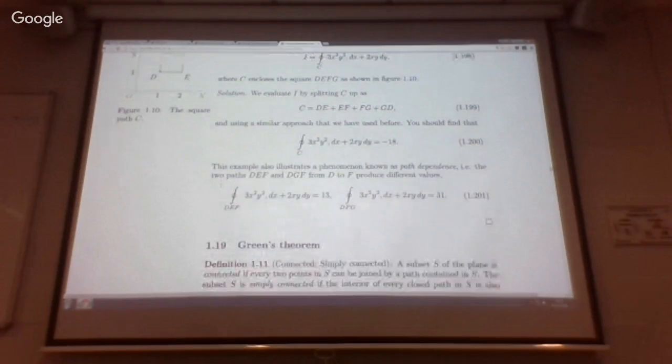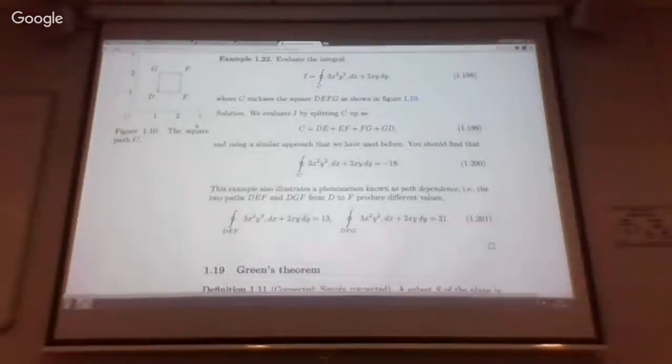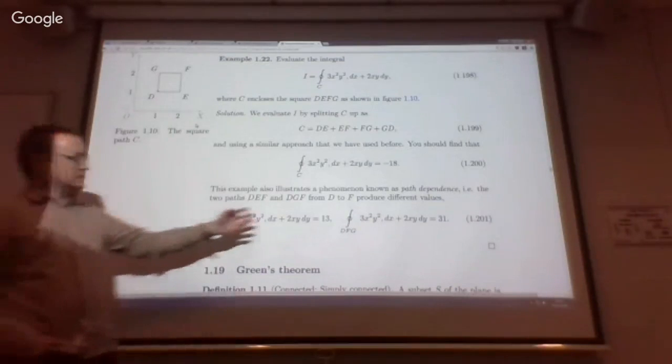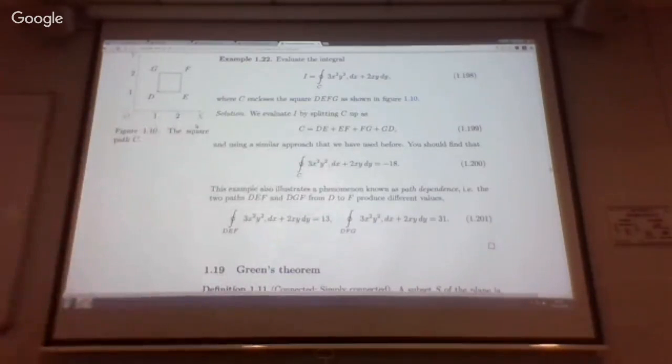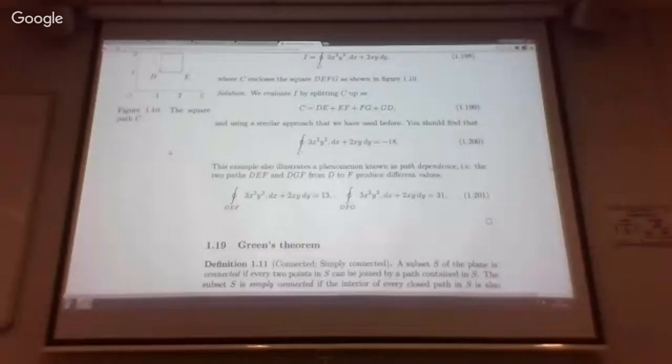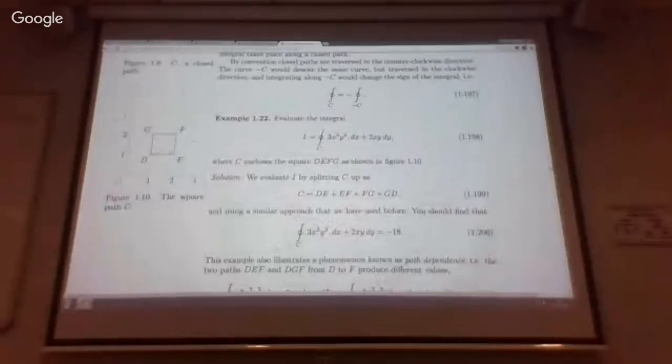The values you get are 13 and 31 respectively. And the value going around the curve will be DEF minus DGF. That's your 13 minus 31, which gives you the minus 18. Okay. So that's what an integral around a path, a very simple example of a closed path, would look like.